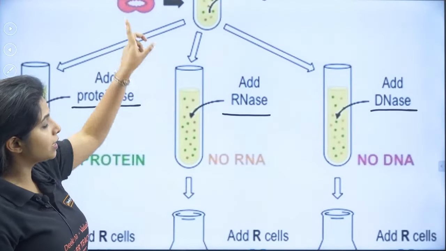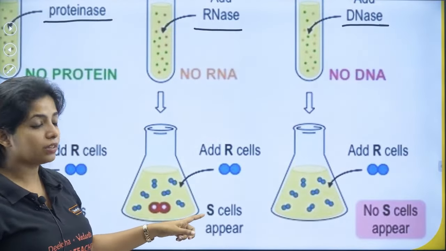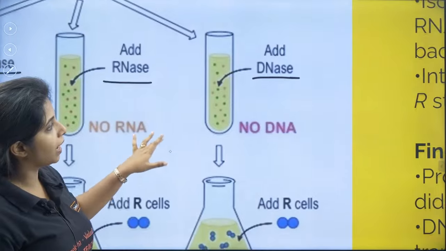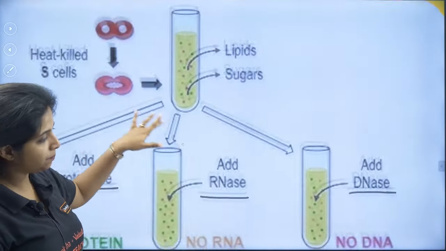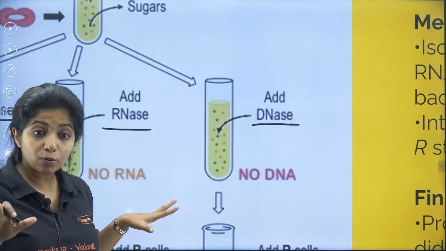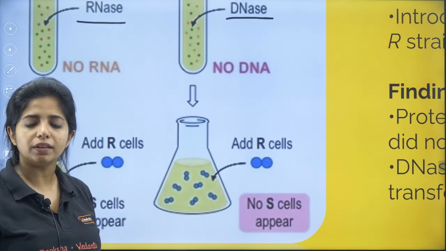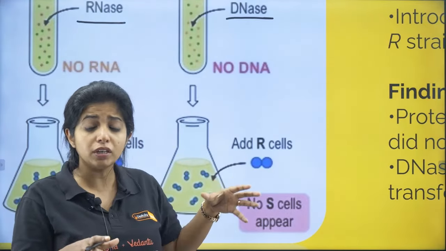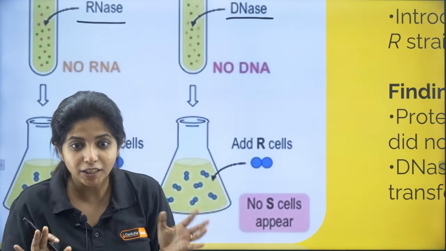Same thing, they took the heat-killed S strain, treated it with RNase, and my dear children, S cells were still appearing. Again a problem. Then, what was done next? The heat-killed S cells were taken and now treated with DNase. Now the DNA was getting damaged, and after that when mixed, no S cells were appearing. That means probably it is the DNA that is getting transferred from the heat-killed S strain to the R strain, which makes it virulent, right? That is what we conclude.